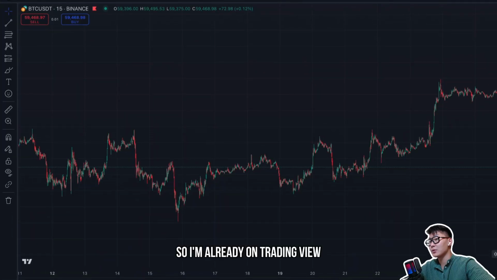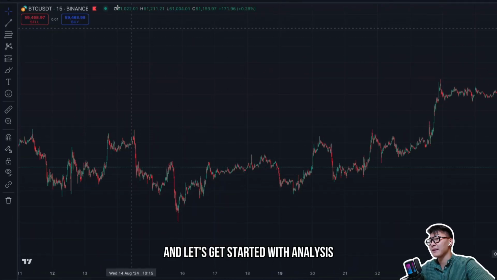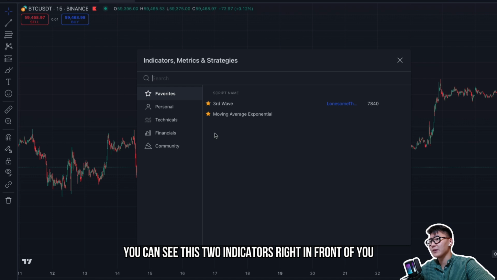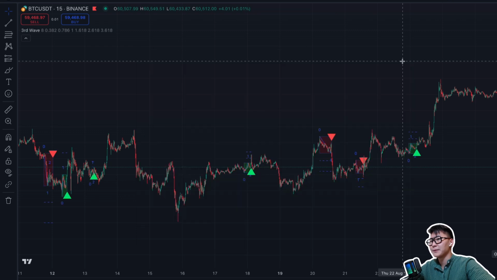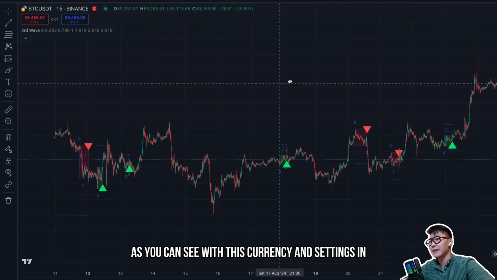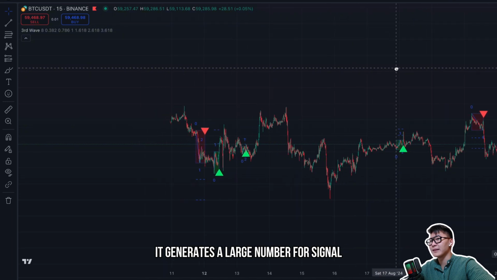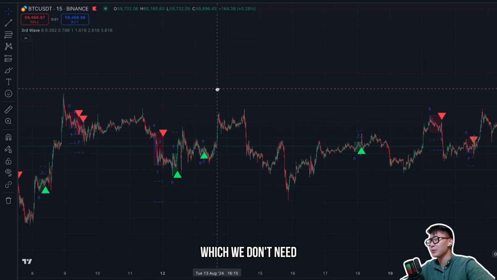So I'm already on TradingView and let's get started with analysis. You can see these two indicators right in front of you, and let's go step by step, starting with the first indicator. As you can see with the current settings, it generates a large number of false signals which we don't need.